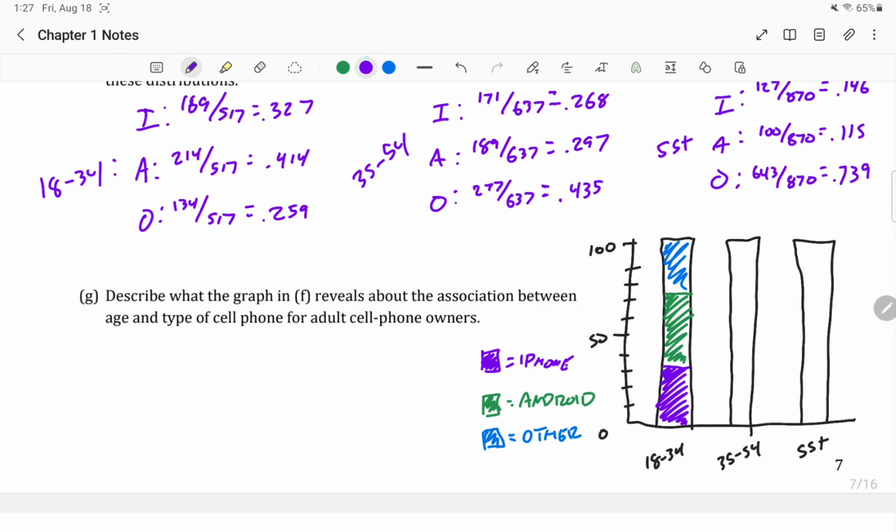And then let's do this for all of them. iPhone for 35 to 54-year-olds was 26.8%, so 26, so it was like here.